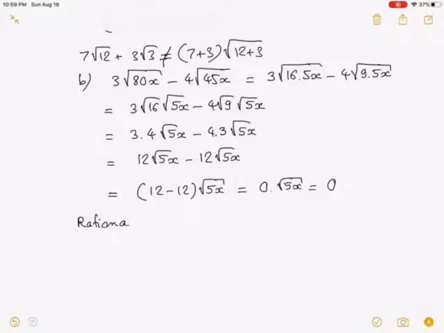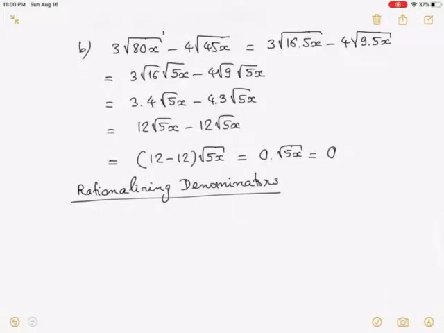So, rationalizing the denominator. If there is a single square root radical term in the denominator, we can rationalize the denominator by multiplying the numerator and denominator by the radical in the denominator.